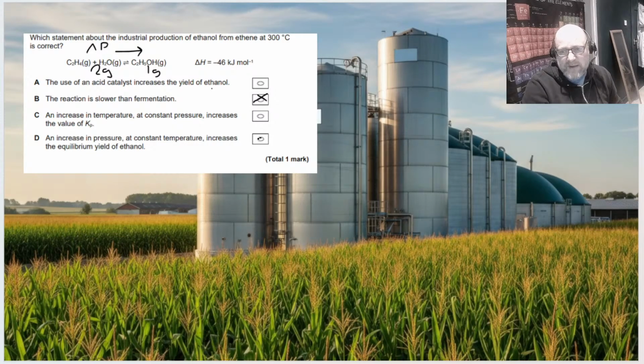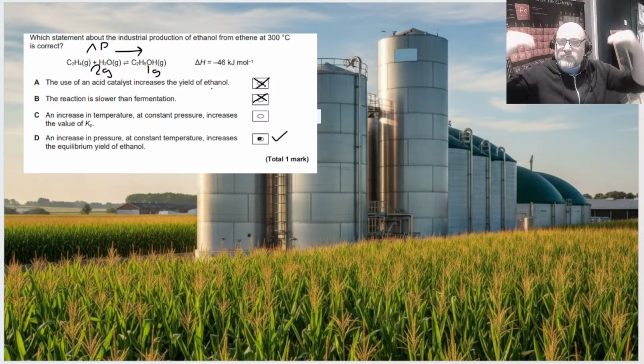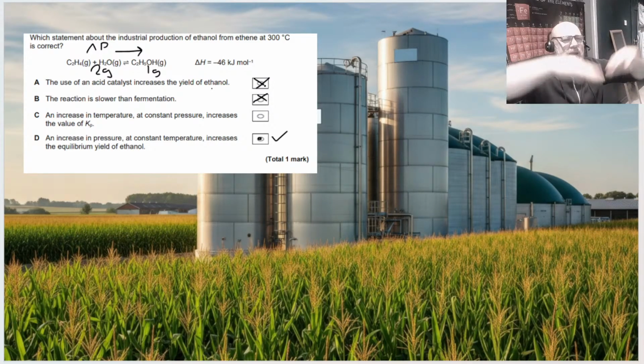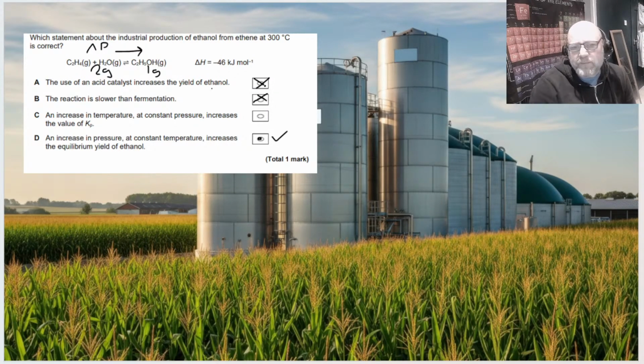Yeah, that's correct. Now, the use of an acid catalyst: catalysts do not affect the equilibrium position, so they do not improve your yield. They only increase the rate of reaction. They'll increase the speed with which you reach equilibrium, or decrease the time taken to reach equilibrium.